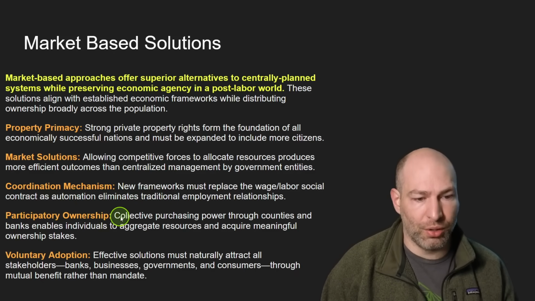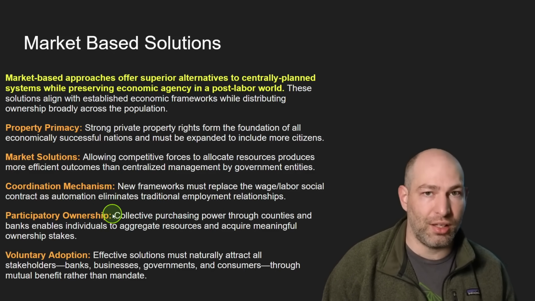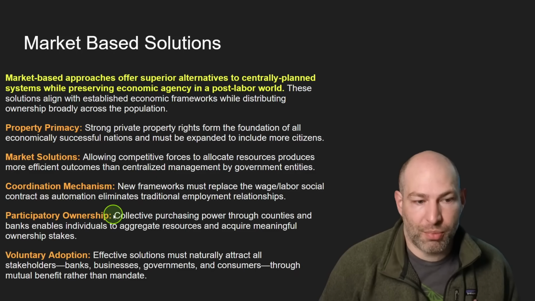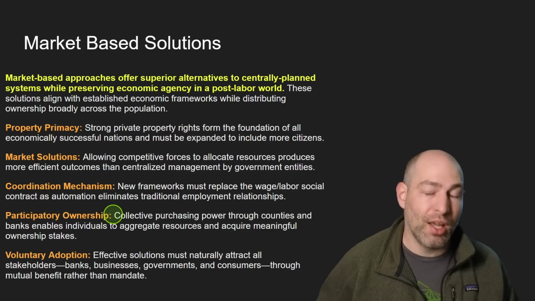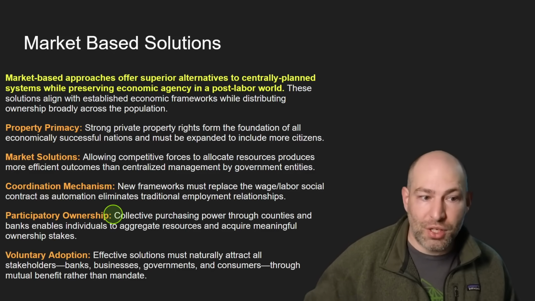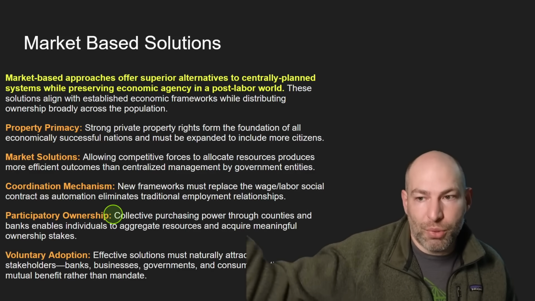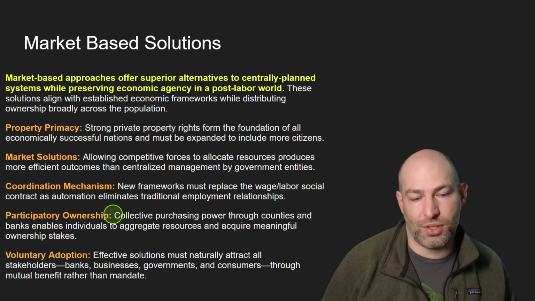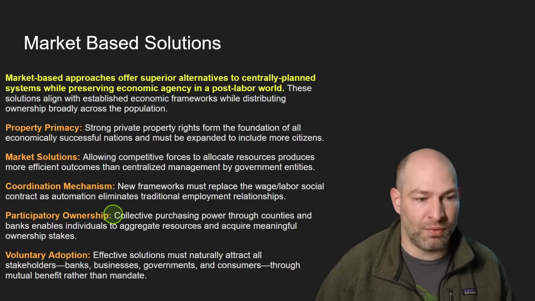Next is participatory ownership. Collective purchasing power through counties and banks enables individuals to aggregate resources and acquire meaningful ownership stakes. This is one of the key things that people have brought up as concerns in the comments: if I don't have any purchasing power at the beginning, how do I buy in? In the same way that unions allowed for collective bargaining of labor rights, your bank, your credit union, and your county will allow for collective purchasing power so that you can punch above your weight and say, hey, we want to build a world-class solar farm or data center or something else in this county. So let's join forces. And it's not necessarily just approving the county to take out a loan. There's better ways of doing it.